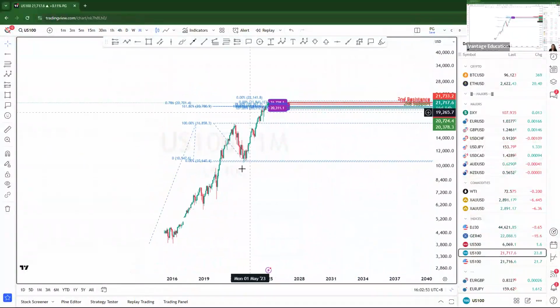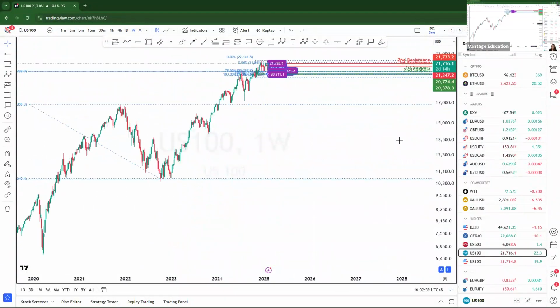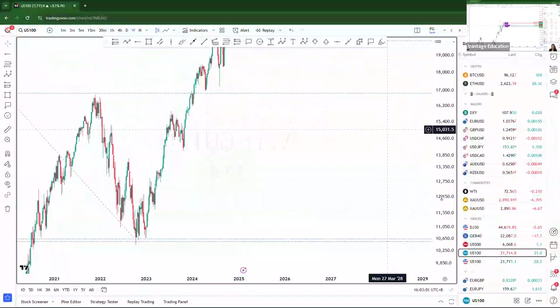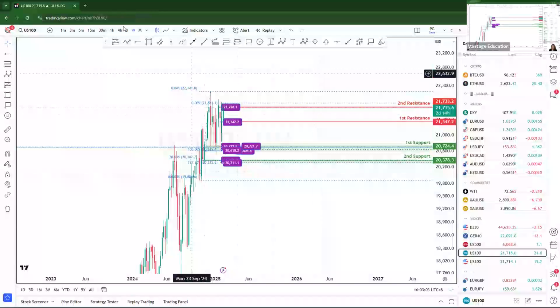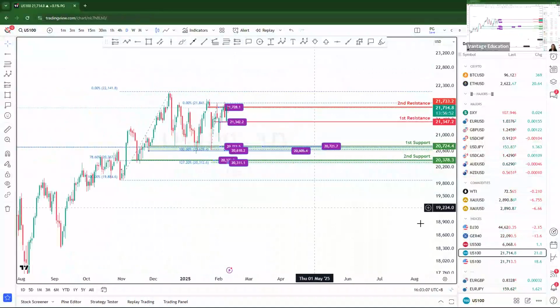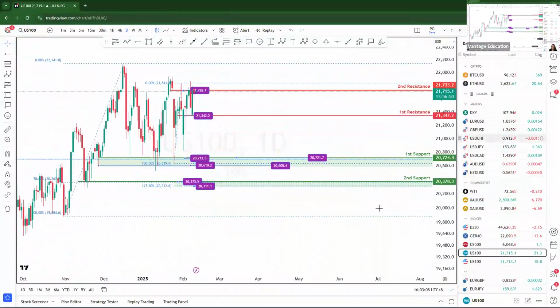Okay, this is like a V-shape, right? Maybe it continues to go higher. Then what about weekly? It seems like here is weekly resistance, a lot of rejection. Then I go down to an even lower time frame to find the key level.